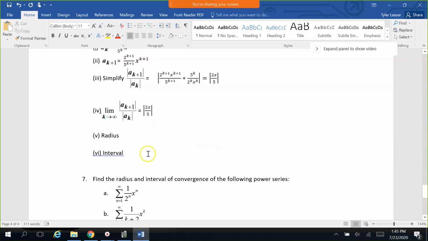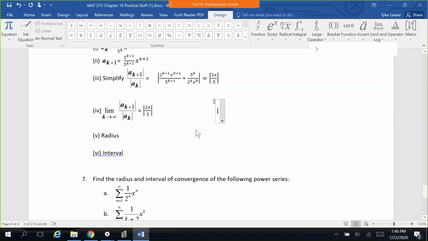All right, then it's asking us for the radius and the interval. To do that, we need a little bit more steps. Remember that this comes out to be the rho, and we're going to force that rho from the ratio test to be less than 1. Whenever you have an absolute value less than something, you squeeze it between the positive and the negative of that something. And now we can multiply by 5 and divide by 2. We get negative 5/2 is less than x is less than positive 5/2.